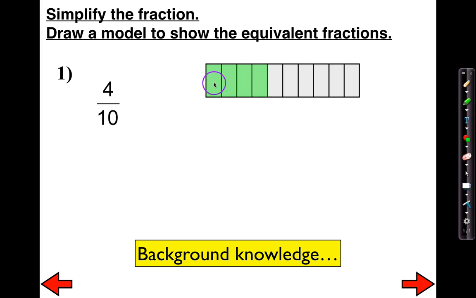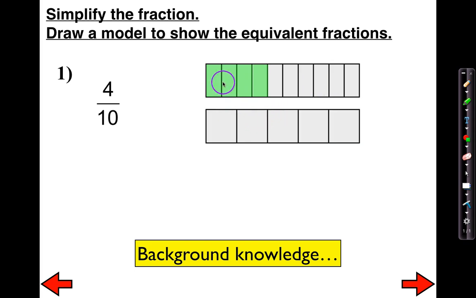Well, what if, instead of separating it into 10, you separated them into 5s? You're still going to color in the same amount, so you would fill in 2. But notice, this is no longer 4/10 because there's only 5 equal parts and 2 of them have been shaded. This would be expressed as 2/5 instead.